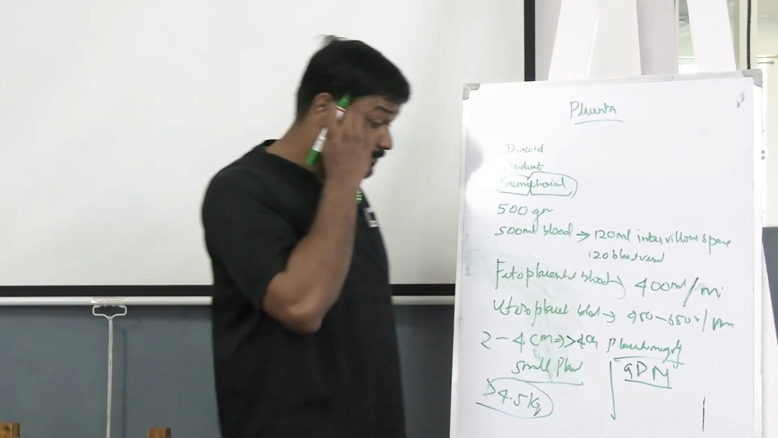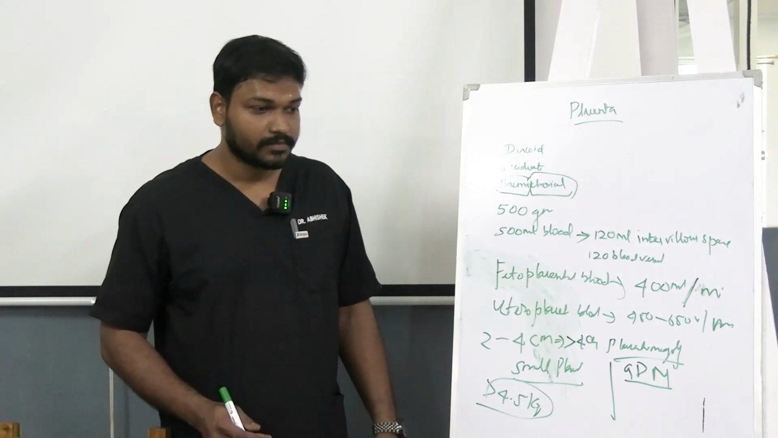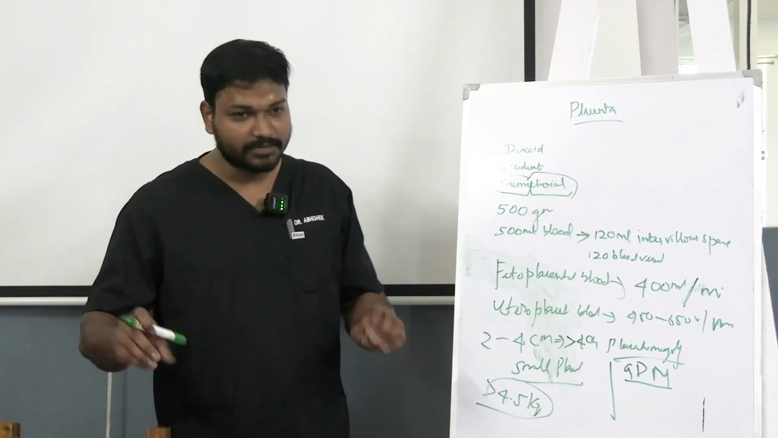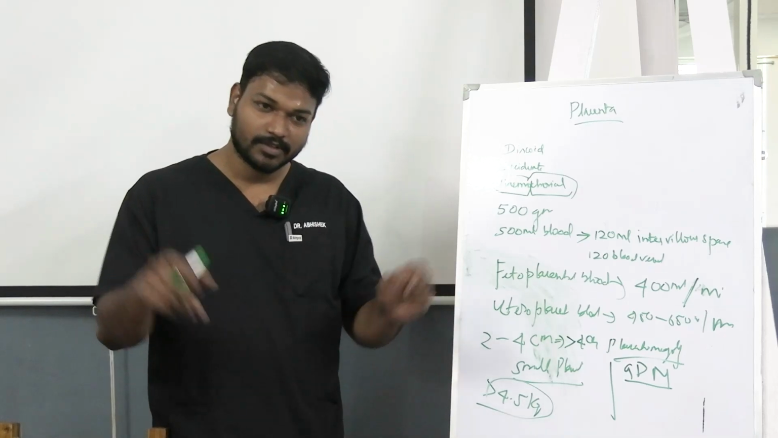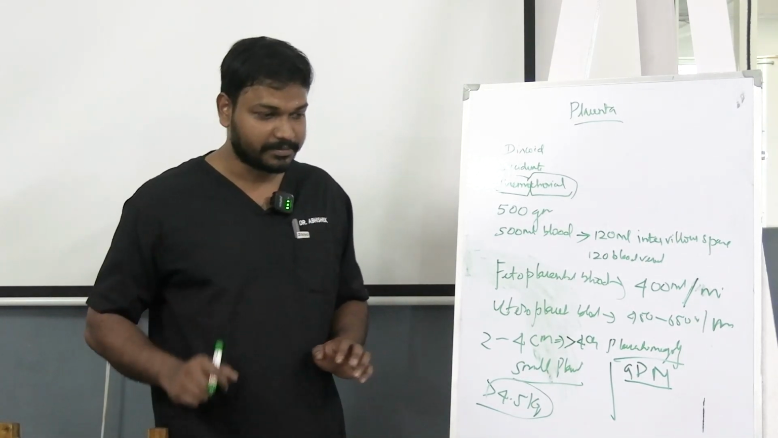So, what happens in GDM? I said that GDM causes big baby. Why does it cause placentomegaly? Why does it cause big baby?